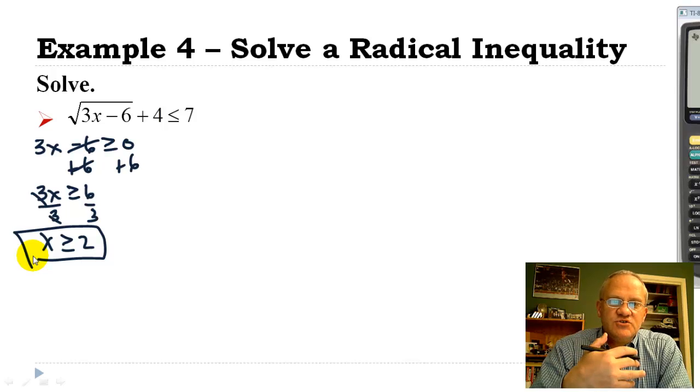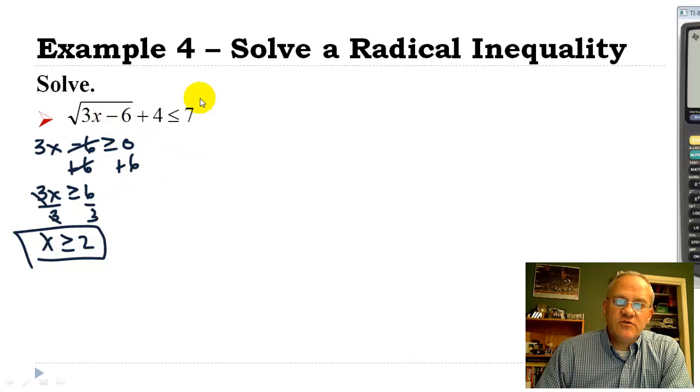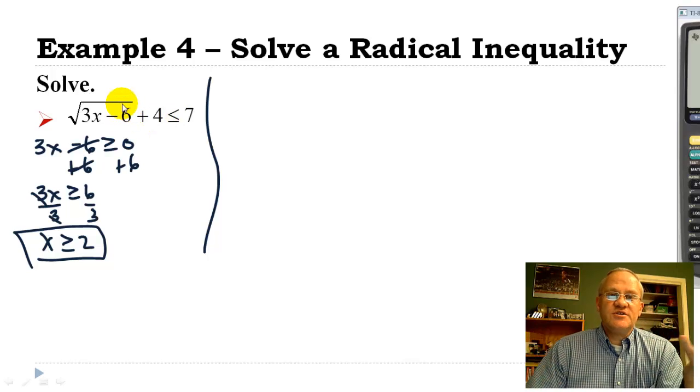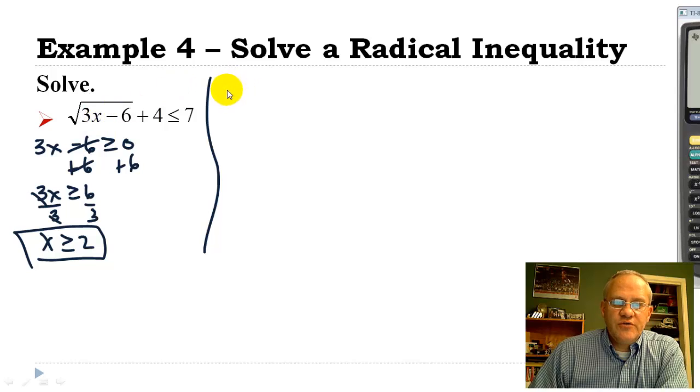Because if it gets less than 2, you're going to have a negative under there and it will turn imaginary, and we can't have that. Okay, now let's solve the whole thing as an entirety, just like we did with an equation. So let's do the whole thing here.